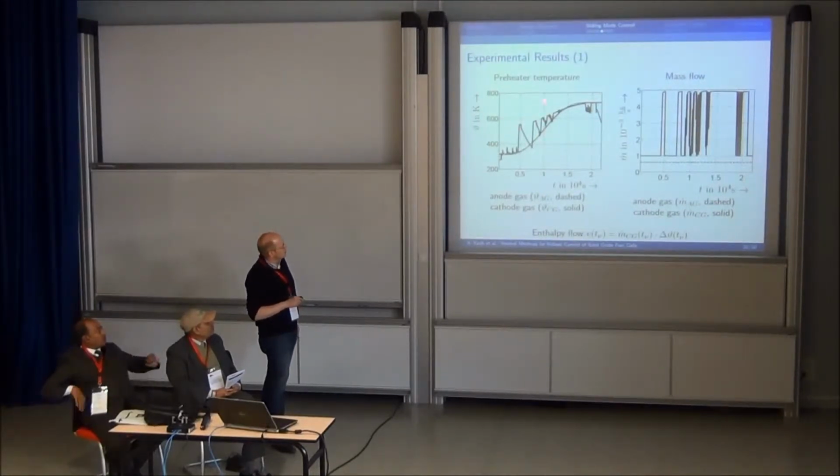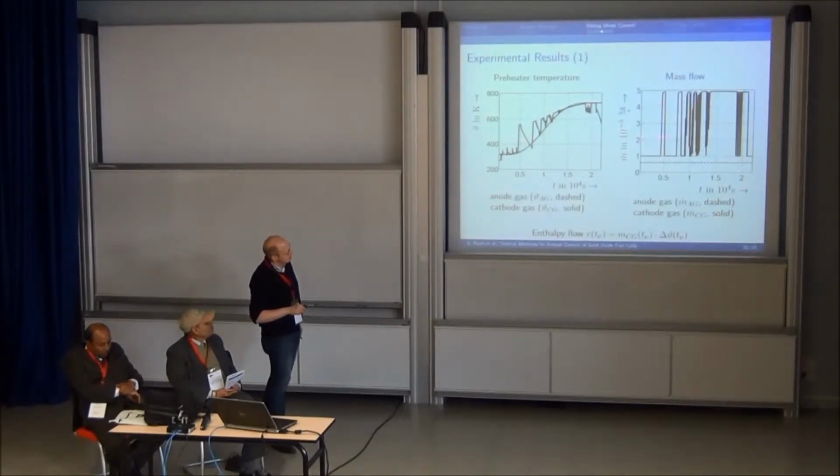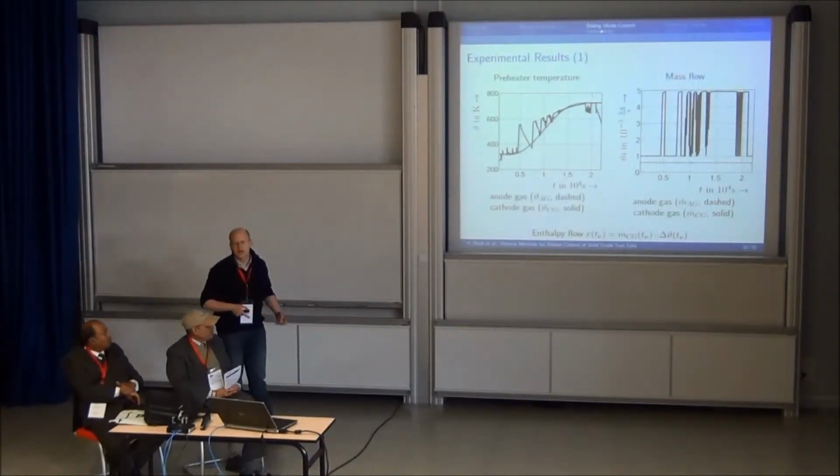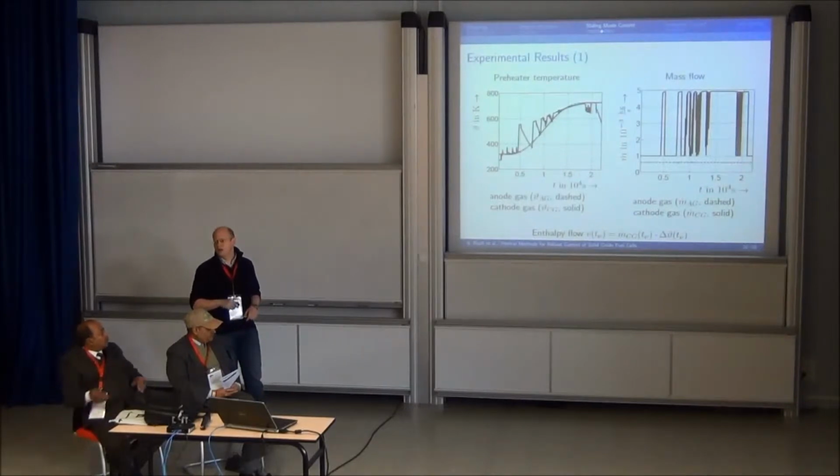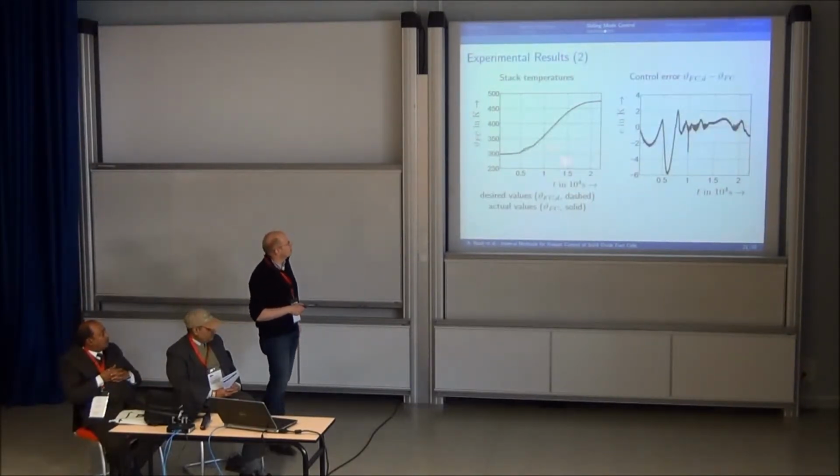And here the splitting up of the preheated temperature, the solid line on the left-hand side, and the corresponding solid line for the mass flow on the right-hand side, are being calculated by the optimization procedure that we had seen on the previous slides. Now, here you can see the results. The desired stack output temperature is the dashed line for the heat up phase of the system.